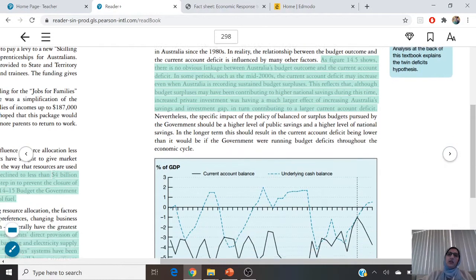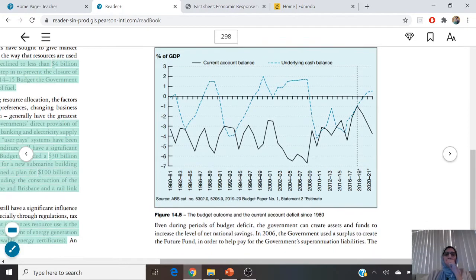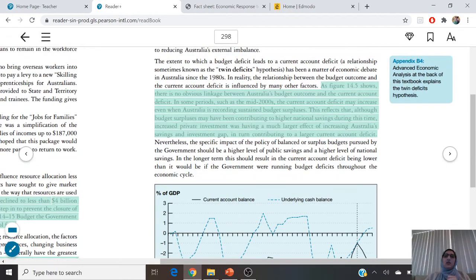But this figure basically tells us that there's no direct link between the current account balance and the savings. So as figure 14.5 shows, there is no obvious linkage between Australia's budget outcome and the current account deficit. In some periods, such as the mid-2000s, the current account deficit may increase even when Australia is recording a budget surplus. The reason for this is because of the mining boom.